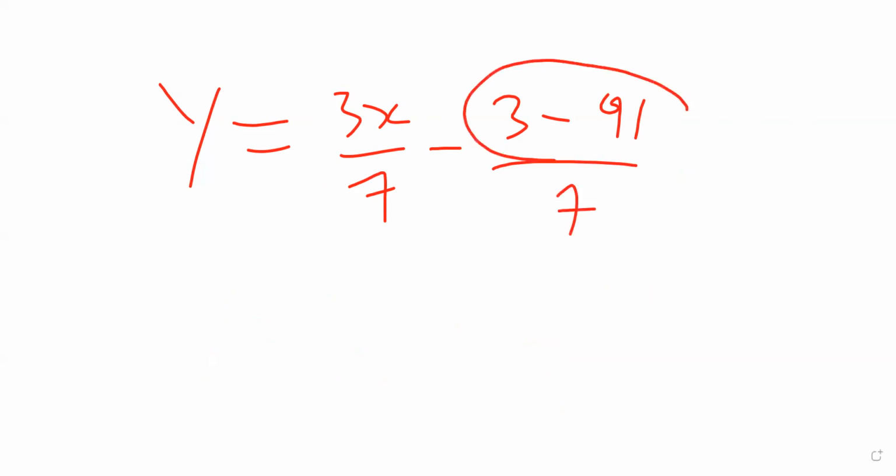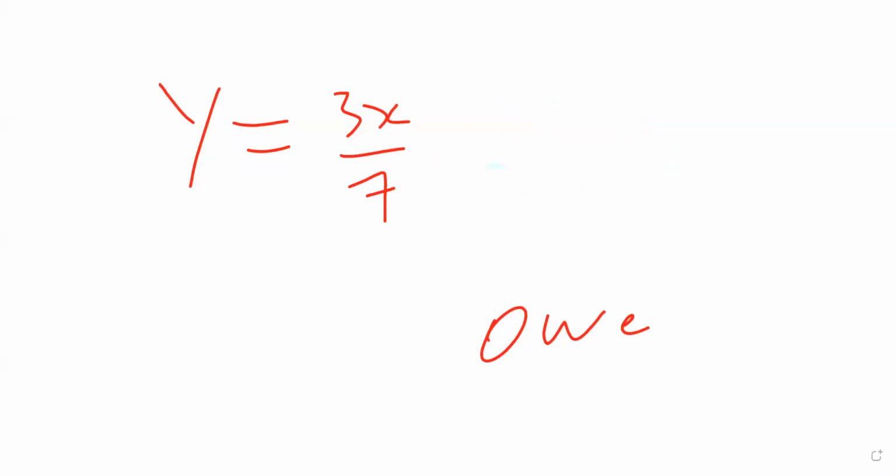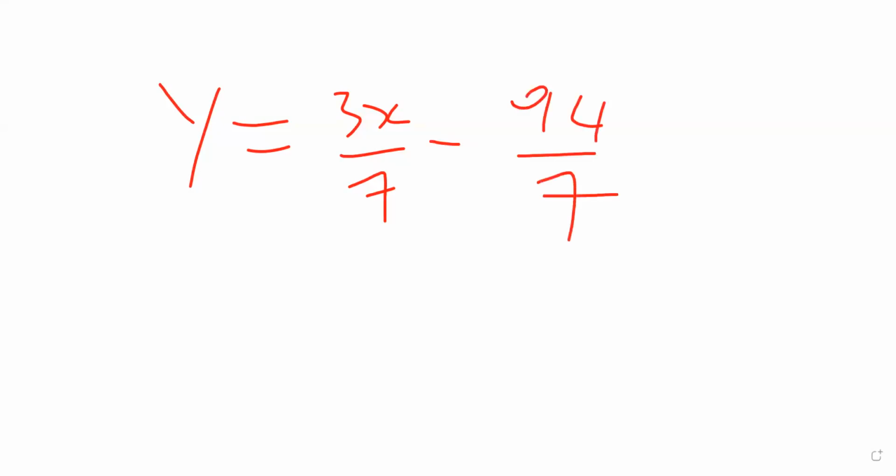Now, if you look at this right here, whenever I see negatives, I'm saying that I owe some amount of money. So if I owe $3 and I owe 91 more dollars, I'm owing $94. And so this fraction right here is going to be simplified into negative 94 divided by 7. And there you go. We are finished.